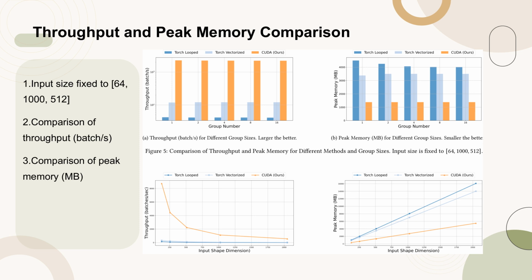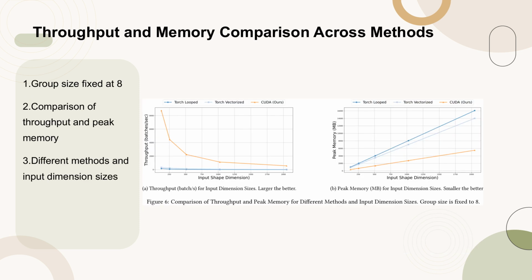Figure 6 presents a detailed comparison of throughput and peak memory usage across various methods and input dimension sizes, with the group size fixed at 8. This analysis is crucial for understanding the performance characteristics of each method under consistent group size conditions. The figure highlights the differences in computational efficiency and memory management among the methods, providing insights into which approaches offer the best balance between speed and resource utilization for specific input dimensions.